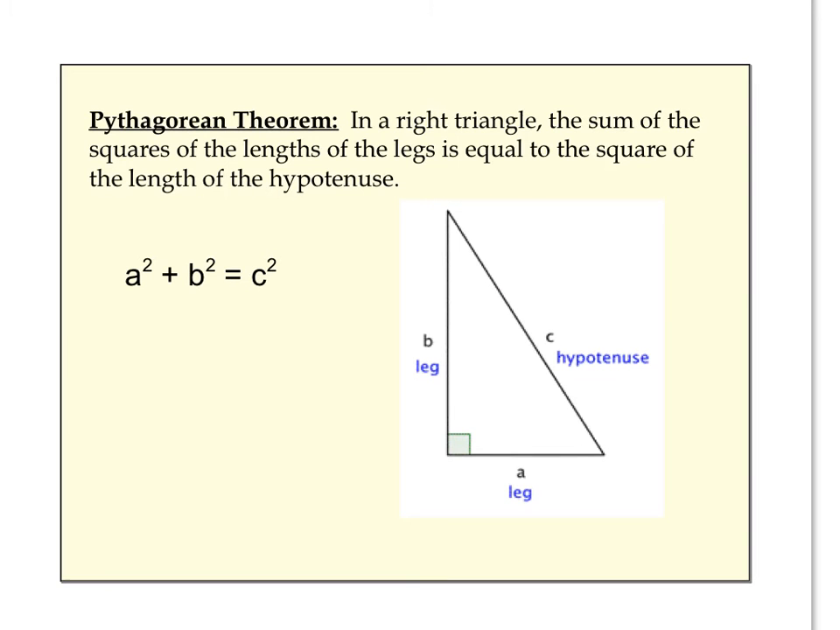The Pythagorean theorem says this: in a right triangle, the sum of the squares of the lengths of the legs is equal to the square of the length of the hypotenuse. If you look at our picture here, we have side A, side B, and side C, and side C is the hypotenuse. So if I do a squared plus b squared, it will equal c squared.